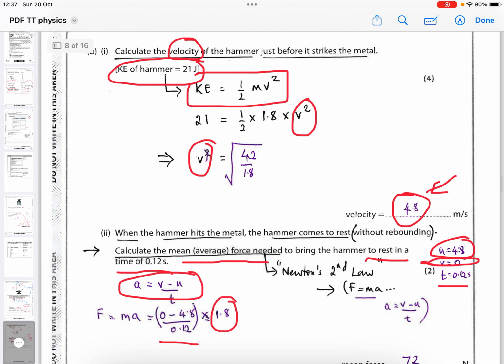So then it says calculate, if it does have 21 joules, and obviously 21 joules becomes kinetic energy, yeah? Can you work out the velocity that kinetic energy has?